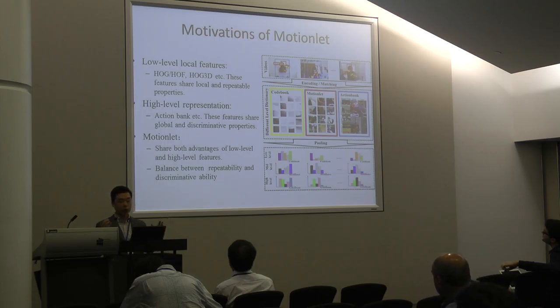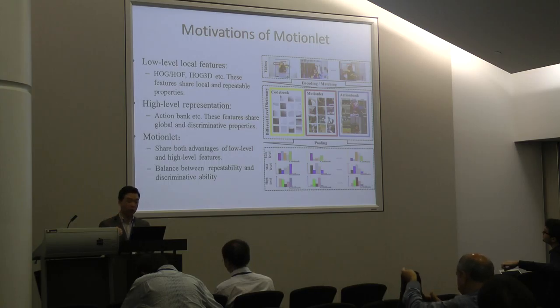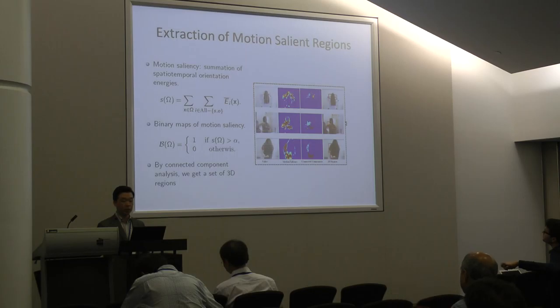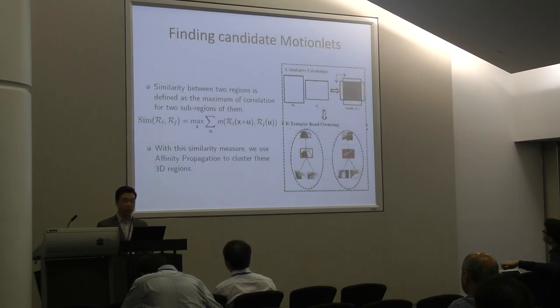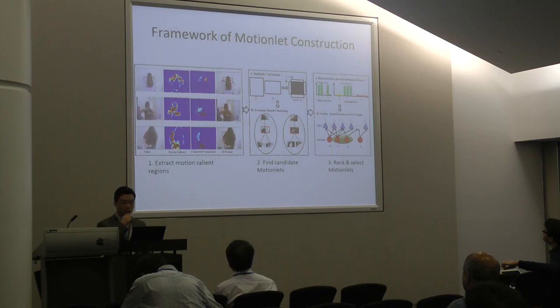So what we want to do is make a balance between the local features and the high level representations, which is what we do in motion lite. It can share the advantages of both low level and high level features and have good repeatability and discriminative power. What we did is actually very simple. We first find some motion salient regions, then we cluster the salient regions into candidates for the motion lite. Then we use some similarity function to cluster them into candidate motion lites. And then we use some descriptive and repetitive measures to rank and select the motion lites we use for action recognition.